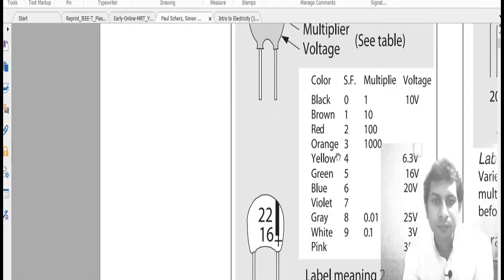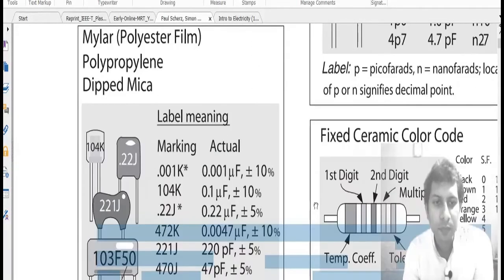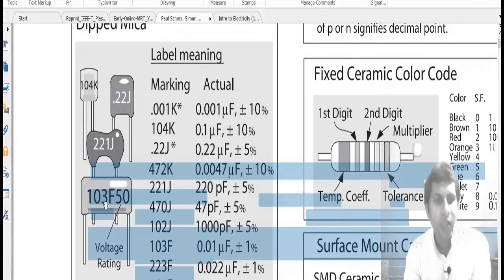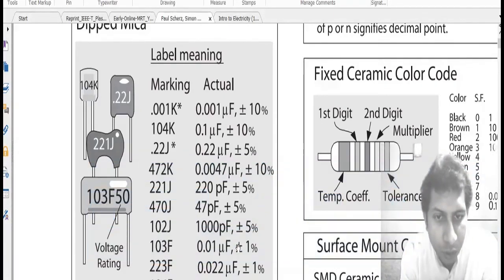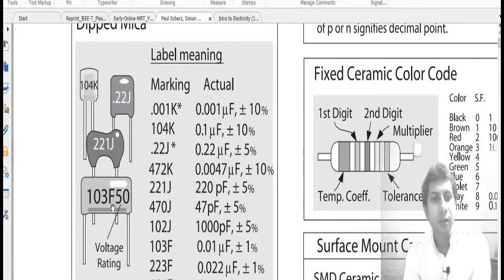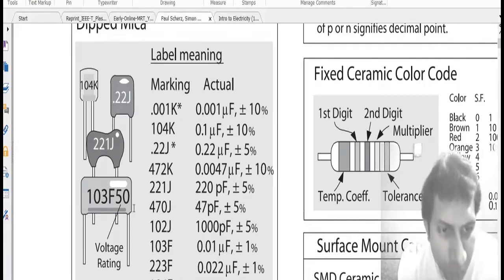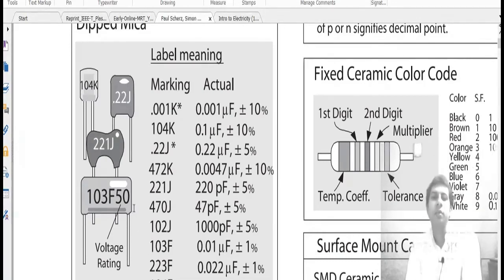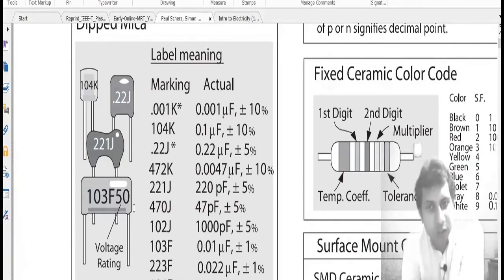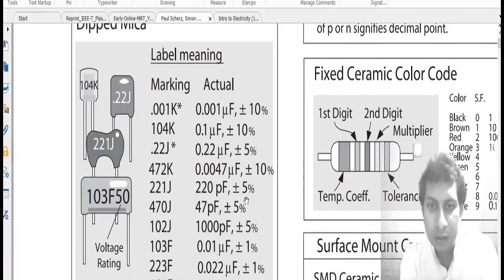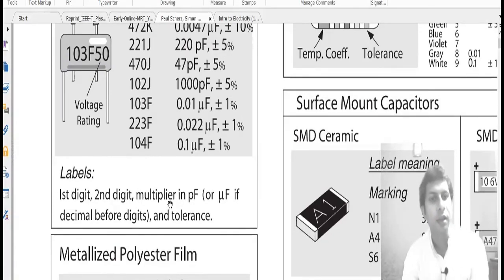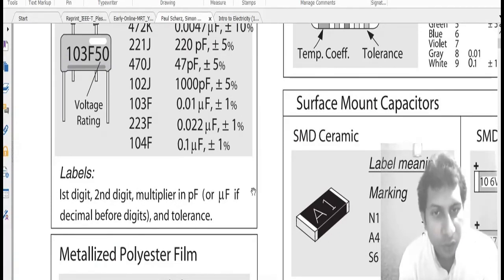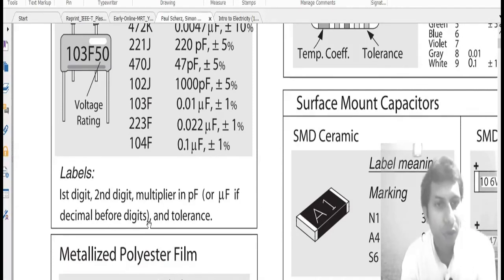For this example, 103F is the capacitance, which is 0.01 microfarad. F is the tolerance, plus minus 1%, and 50 is the working voltage. That means 50 volt is the working voltage, right? Clear? First and second digits, then multiplier, in picofarad or microfarad if there is a decimal before the digit.